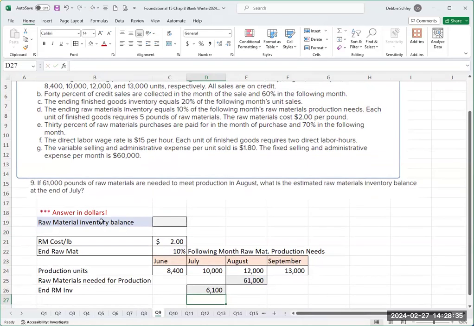But this answer needs to be in dollars. So again, my raw materials cost per pound was given in D as $2 a pound. So I'm going to take the ending raw materials inventory times the $2 per pound.